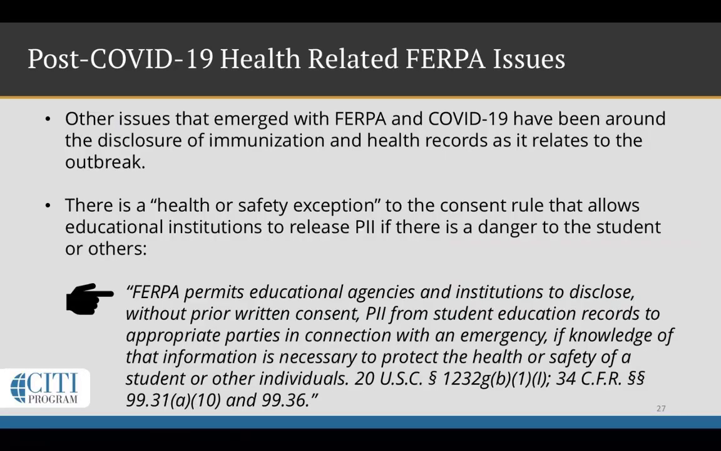And again, now we've talked a lot about online learning and use of data. Something else that's come up that is also FERPA related is more around health records, because COVID-19 is a health crisis. One of the things to keep in mind is that there is a health or safety exception to the consent rule that does allow educational institutions to release PII, personally identifiable information, if there is a danger to the student or others. Now, here's the quote: FERPA permits educational agencies and institutions to disclose without prior consent, so again, the privacy rule, PII from student educational records to appropriate parties in connection with an emergency, if knowledge of that information is necessary to protect the health or safety of a student or other individuals.